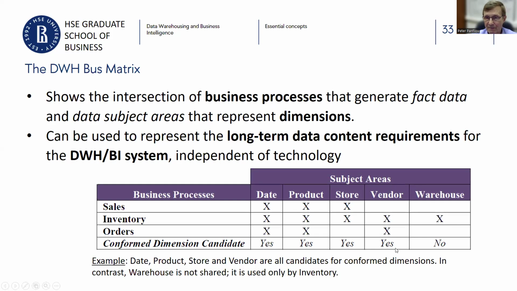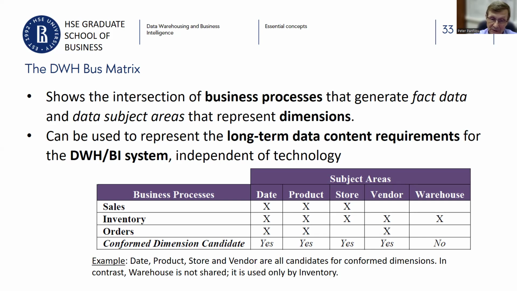Conformed dimensions. And warehouse is not. Something like this. And enterprise data warehouse bus metrics can be used to represent what we call long-term data content requirements for the data warehouse and BI system. Independent of technology. So here we are not talking about any kind of applications or technology needed to implement it. It's just a metrics representing these conformed dimensions, describing the data warehouse bus, as we call it.